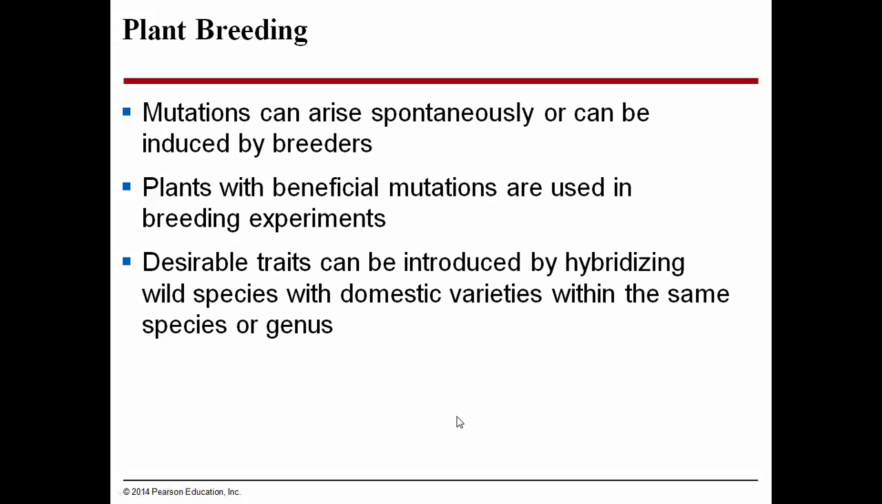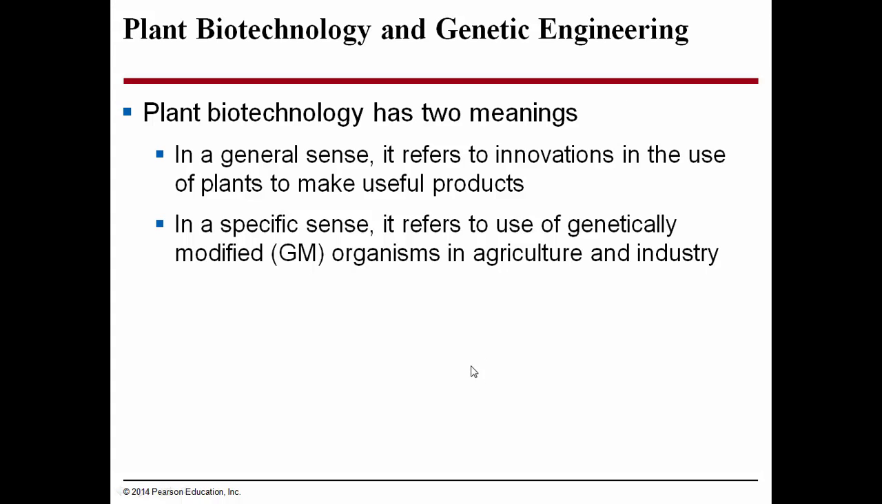Plant breeding. Mutations can arise spontaneously or can be induced by breeders. Plants with beneficial mutations are used in breeding experiments. Desirable traits can be introduced by hybridizing wild species with domestic varieties within the same genus or species. Plant biotechnology has two meanings. In a general sense, it refers to innovations in the use of plants to make useful products. In a specific sense, it refers to the use of genetically modified organisms in agriculture and industry.